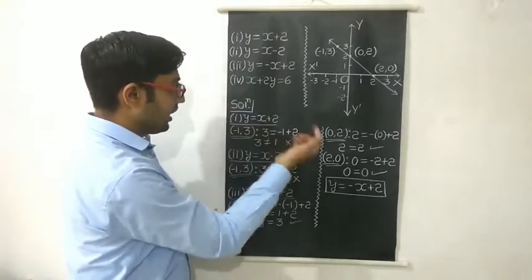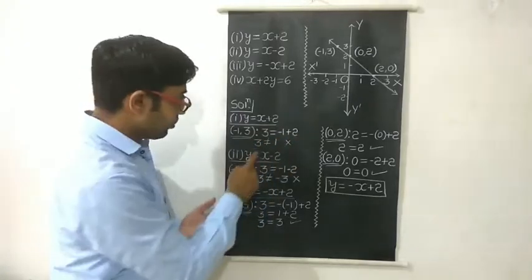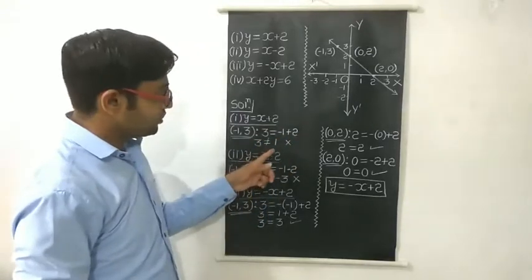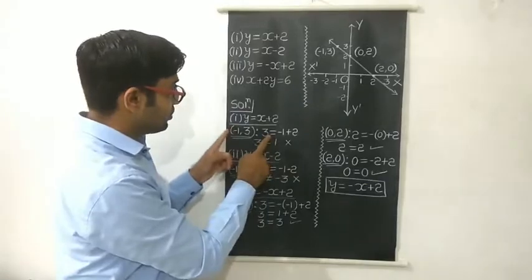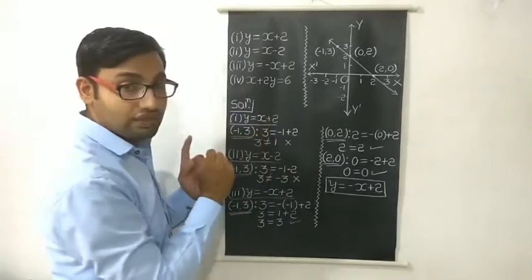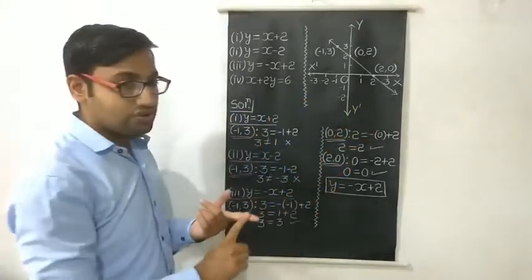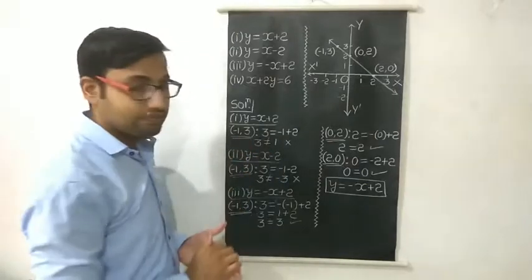Left hand side we have 3, right hand side we have 1. Both are not equal. So by the first point we can say that this is not the solution of this linear equation. So this graph is not of this linear equation, right?